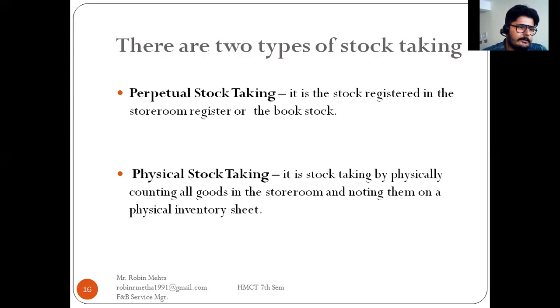But in physical stock taking, we have to go physically, count all the goods and items in the storeroom and note it onto the physical inventory sheet. That particular task, or duty, may be done by two people, one from your store and one from the F&B control department, food and beverage control department. They both go to the storeroom. One person counts all the items, and the second person writes it down onto the inventory sheet.